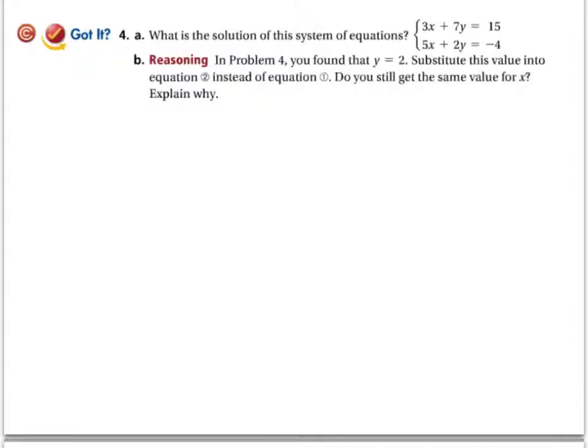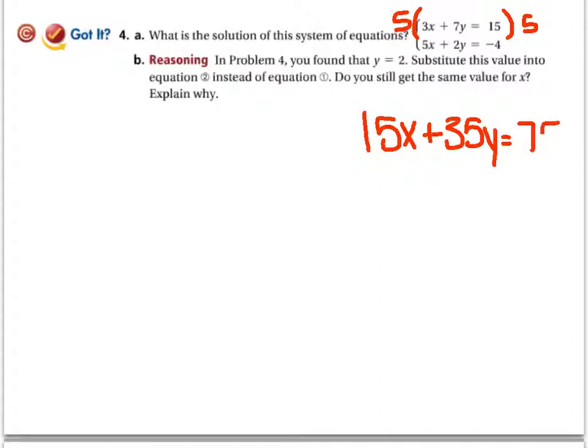Which ones do you guys want to make opposites, x or y? X? Okay. So what is the least common multiple between 3 and 5? 15, right. I'm going to multiply my top equation by 5. 15x plus 35y equals 75.